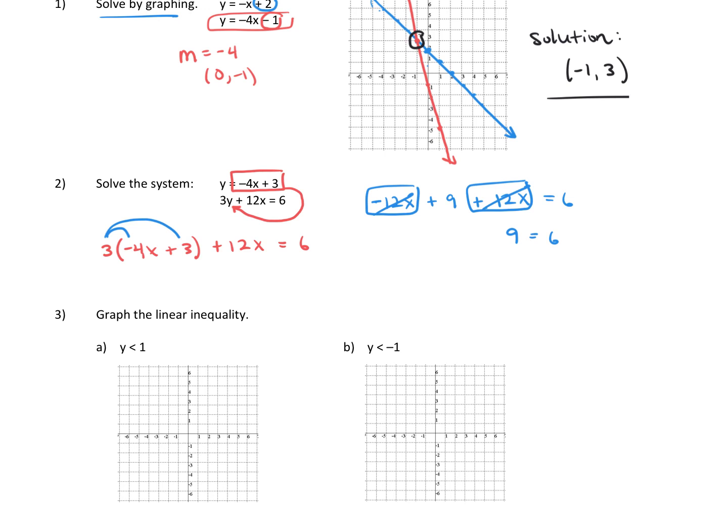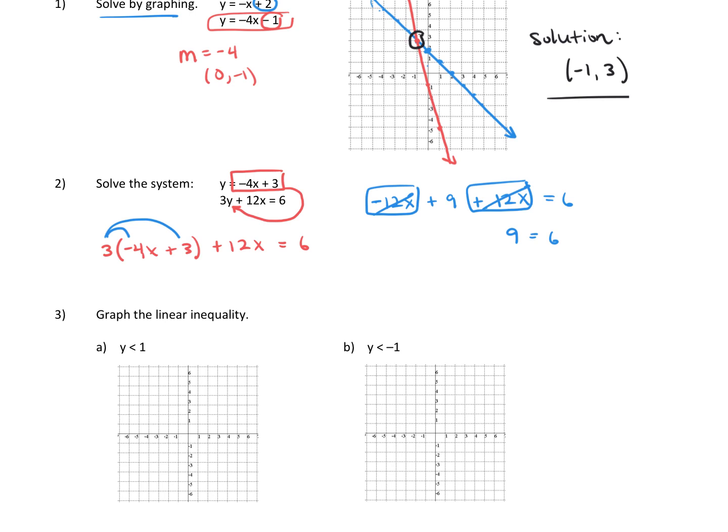We don't have any x's, we don't have any y's, all we have is 9 equals 6. This means our solution is not going to be an ordered pair. Instead, it's going to be either no solution, which means our two lines do not cross, or infinitely many solutions, which means that it's essentially the same line. So what do we do? We look at this statement right here and determine if this is true.